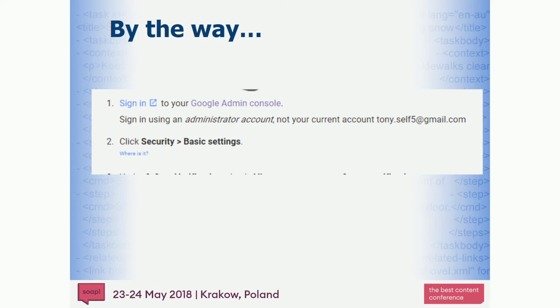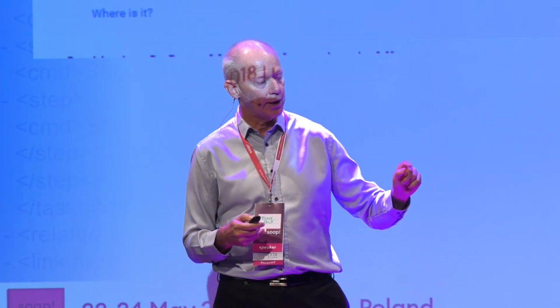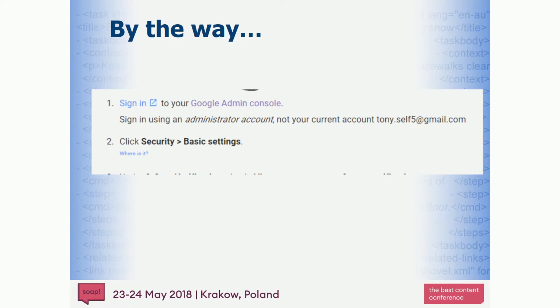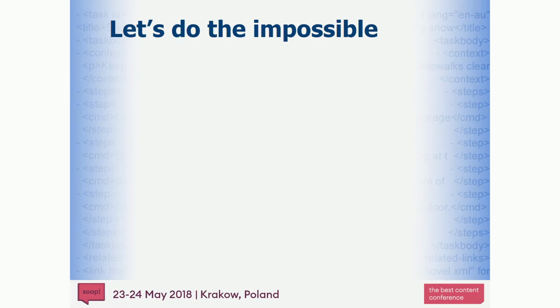And by the way, if you start to look around, these things are already happening, and probably with some of the documentation produced by people in this room. As I was preparing this talk, I needed to do something within Gmail, and I referred to the help system, and it actually said, you need to sign into the admin console, but don't use tony.self5@gmail.com because that's not the administrator account. So the help system was actually customized to explain to me. I didn't have to translate that context.